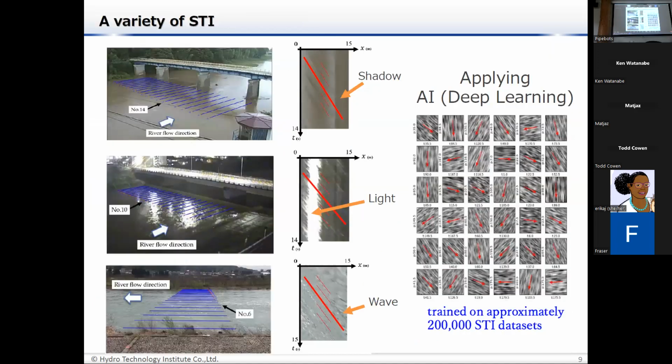The STIs in the center were each created from the video on the left. As you can see, these STIs have complex patterns including shadow, light, and waves. So it is sometimes difficult to get the appropriate angle of the stripe pattern automatically when we apply the conventional automatic detecting method in STIV. So we tried to apply a deep learning technique to obtain the angle of the pattern with good accuracy. Good estimation accuracy was obtained after the deep learning was trained on about 200,000 STI datasets.